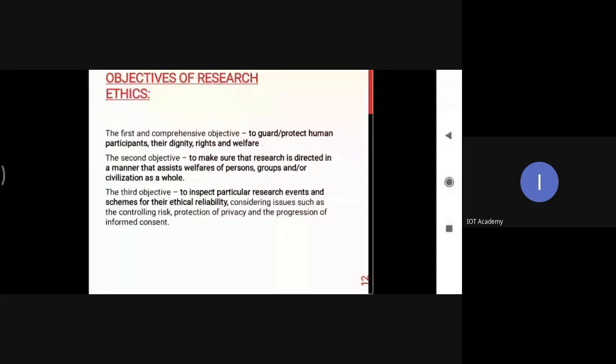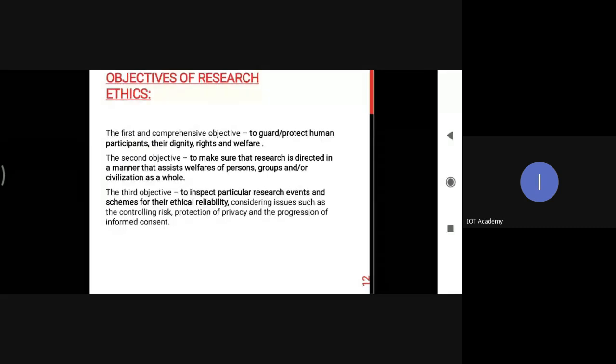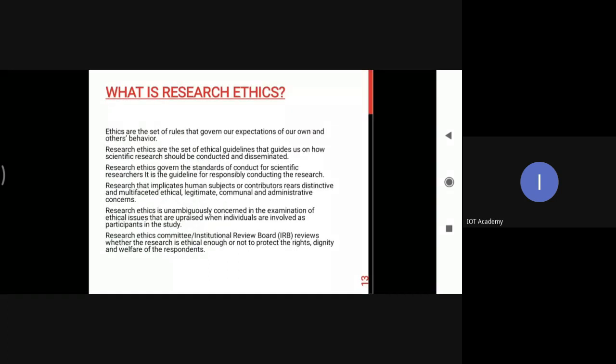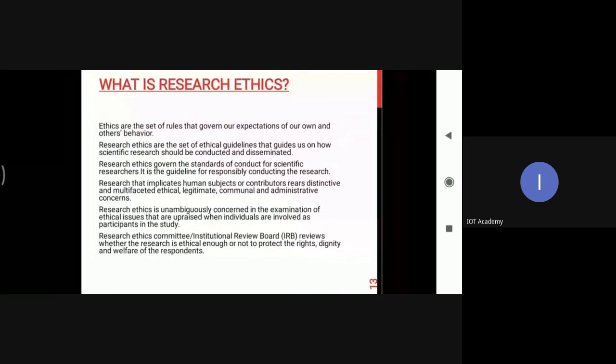What is the meaning of informed consent? Informed consent means that we should inform the participants that we are doing such and such research, explain the purpose of the research, and they have to give their answers voluntarily. However, at times people pay money to the respondents, saying, please give us a response, I will pay you. That is unethical behavior. We should not pay any money to the participants, as that is outside the professional code. So these are the three objectives of research ethics.